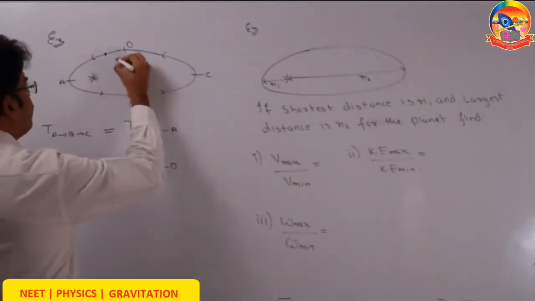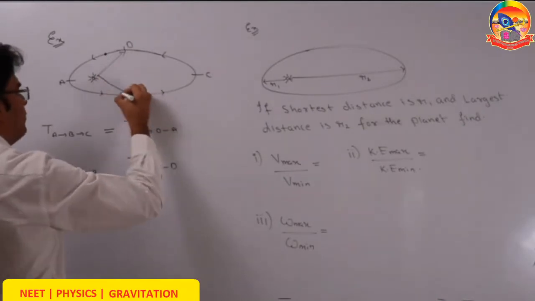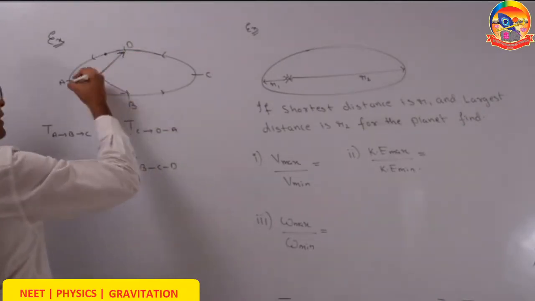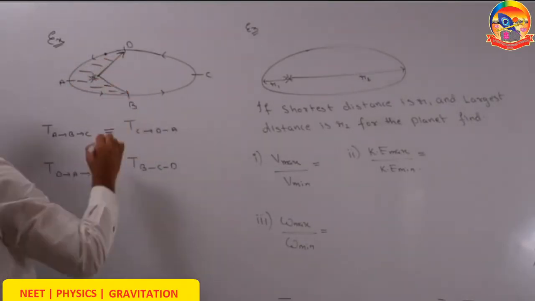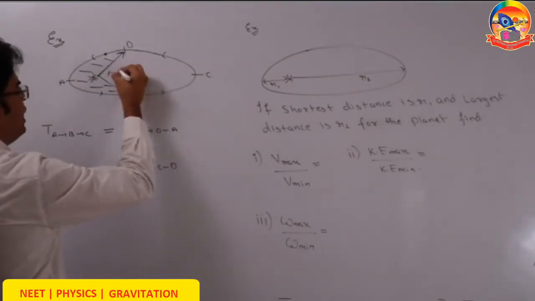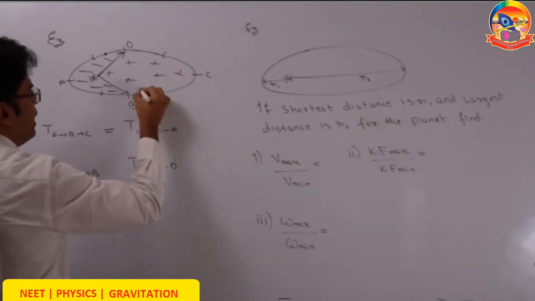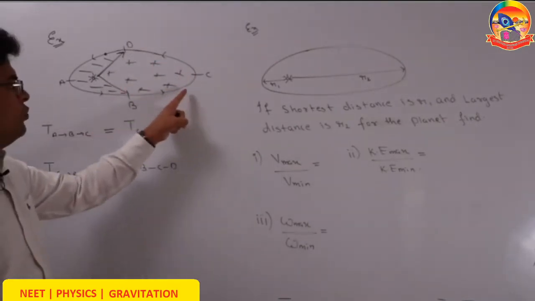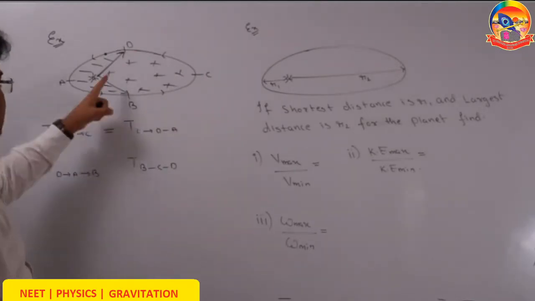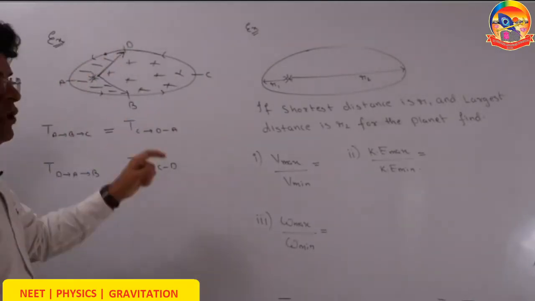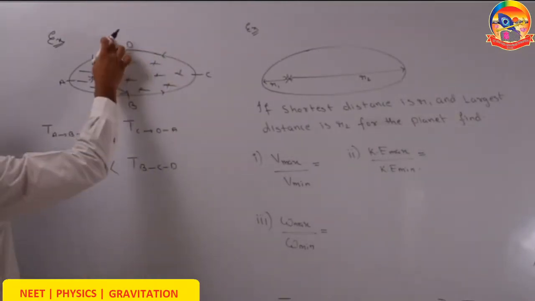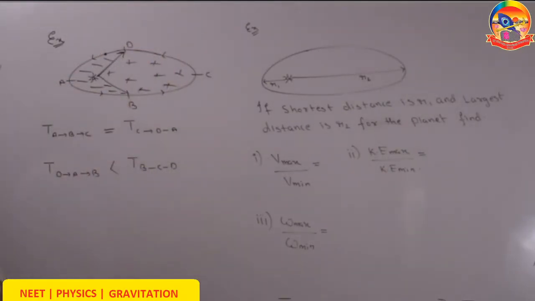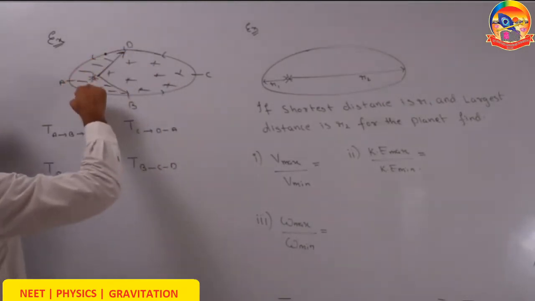When the planet goes from D to B, the area swept is this much of area. And when the planet goes from B to D, the area swept is this much of area. So the area swept in going from B to C to D is more than the area swept in going from D to A to B. That is why the time taken will be more than the time taken to go from D to A to B.